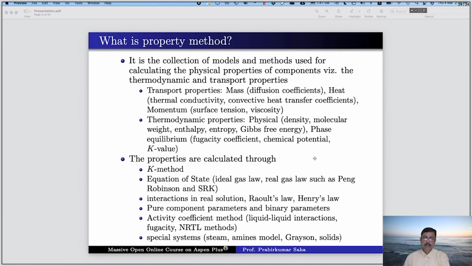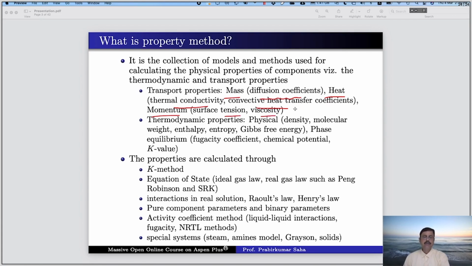What are the transport properties? We have three types of transport properties related to mass, heat, and momentum. For mass, we have diffusion coefficients. For heat, thermal conductivity, convective heat transfer coefficients. And for momentum, we have surface tension, viscosity, etc.